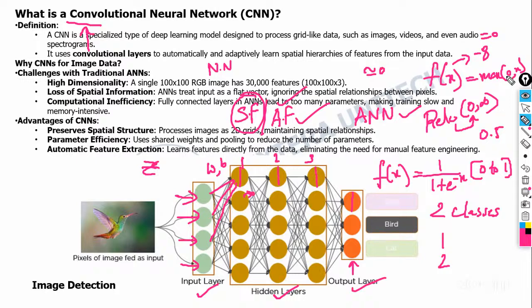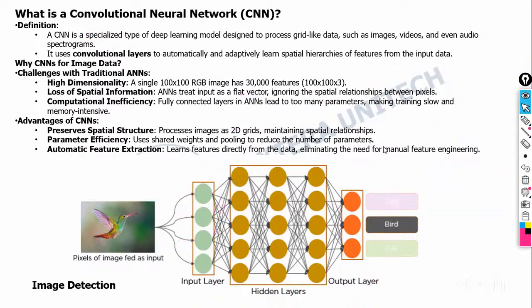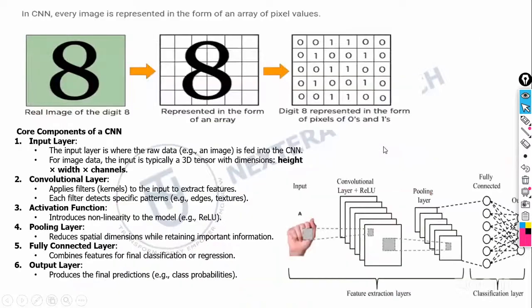I'll stop here. The main reason is I want to continue the working principle of CNN in the next session. I'll talk about the layers and the working journey. Here we have the working. What are the core components? One by one we'll talk.